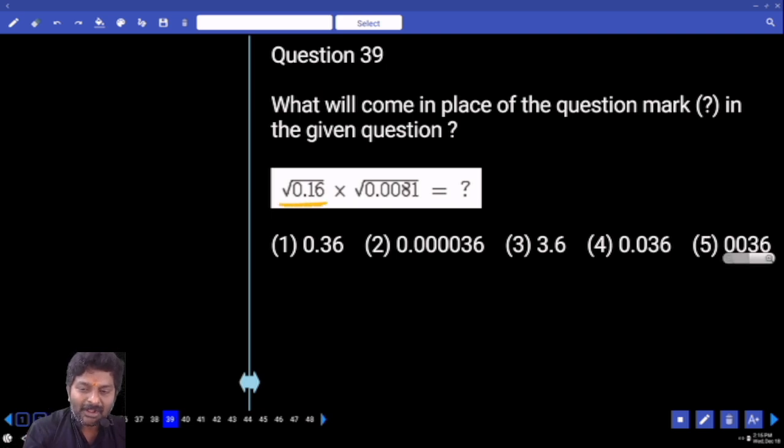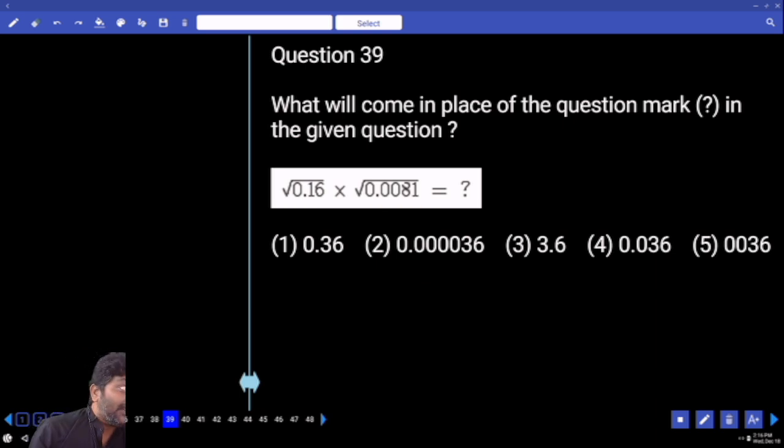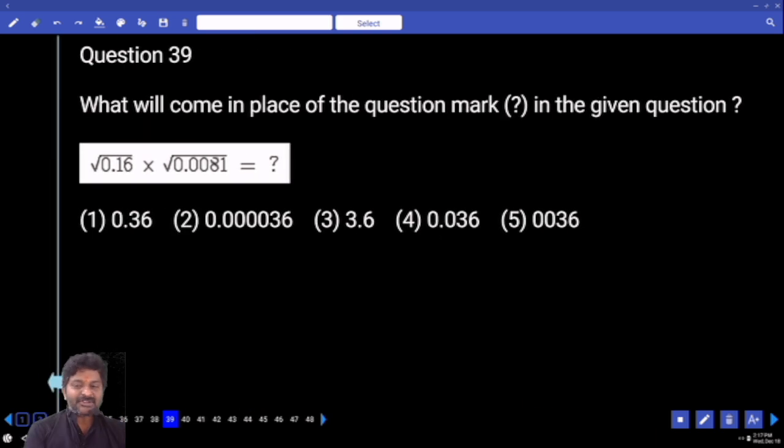In under root, how many digits are there after decimal? If under root goes out, how many digits will come? 1. Here in the second number, there are 4 digits after decimal. After under root gets cancelled, how many digits will come? 2. So first has 1 digit, second has 2 digits, and if you multiply both, how many digits will come? 2 or 3? 3 digits will come. So your answer should have 3 digits after decimal. Fourth option final.